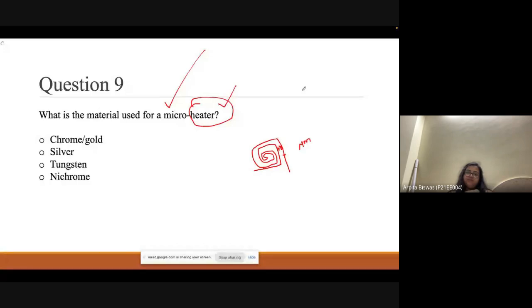Because this is a good question. Here you can also distinguish the difference between this micro heater and the contact, right?